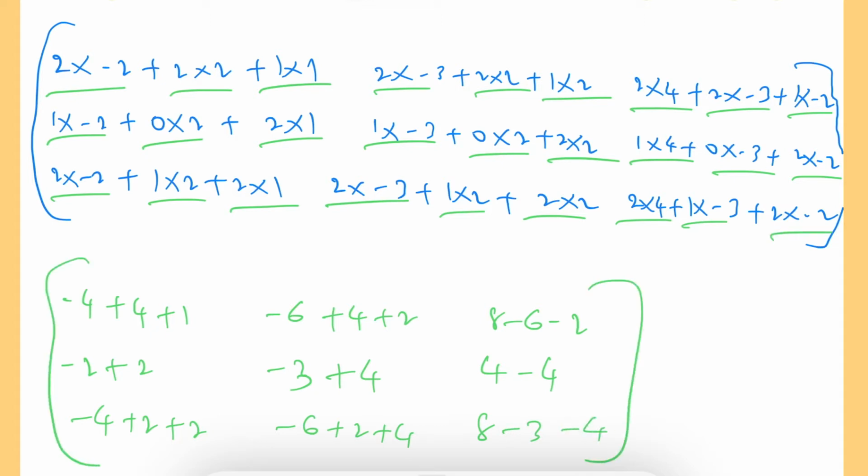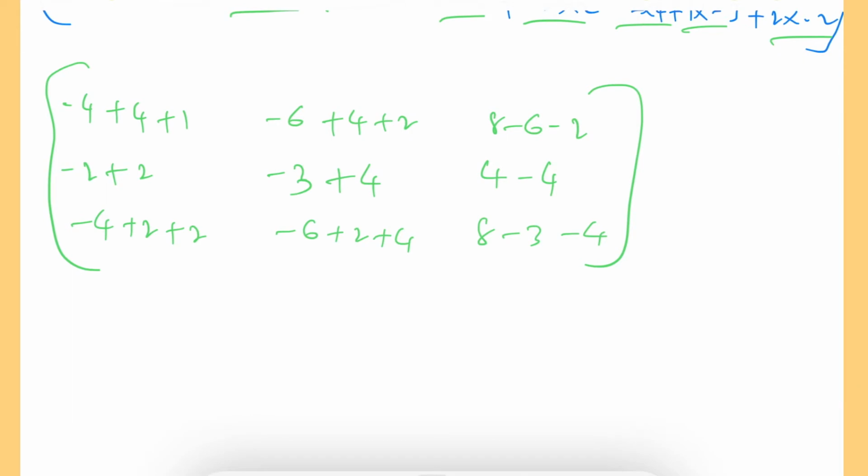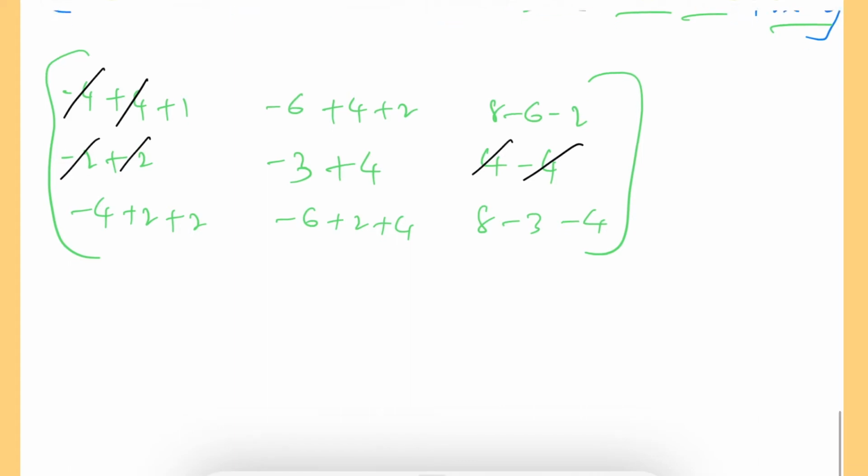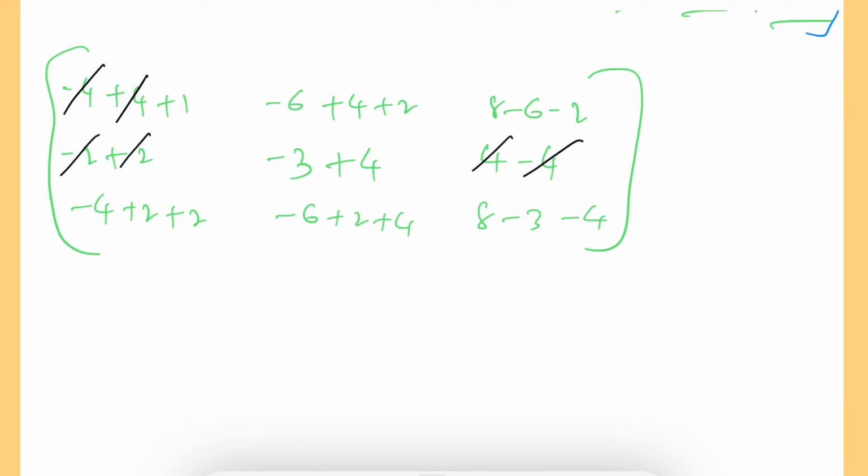Okay, let us simplify this further. Minus 4 plus 4 cancel. Minus 2 plus 2 cancel. 4 minus 4 cancel. That's it. Now let us finalize it. 1. 4 plus 2, 6. 6 minus 6, 0. 8 minus 6, 2. 2 minus 2, 0. This is 0.